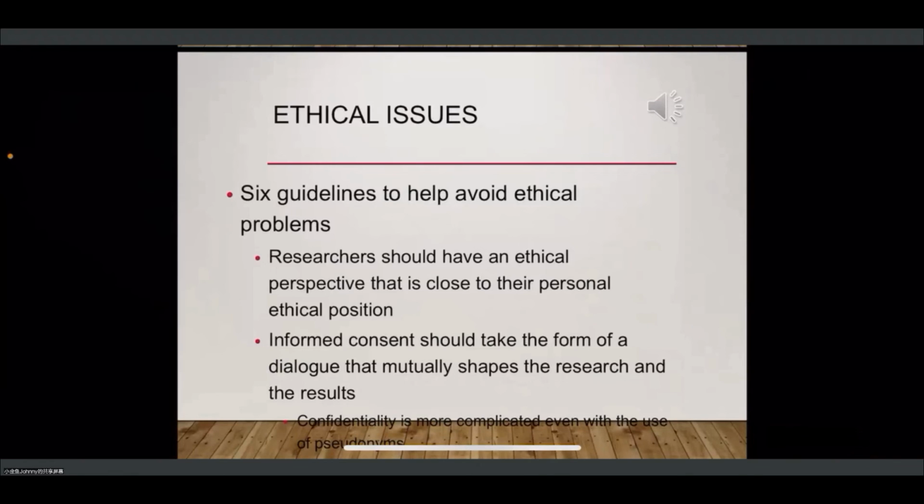Second, informed consent should take the form of a dialogue and morally shapes the research and the results. Confidentiality is more complicated. People maybe didn't use their real names when we met the first time, and I think the videotape is a good way for us to illustrate the point being made.